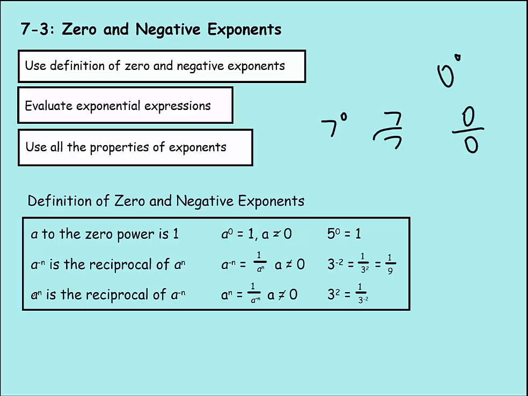This works backwards then. A to the positive power is the reciprocal of a to the negative power. So for example, a to the positive n equals 1 over a to the negative n power, as long as a doesn't equal 0. So 3 to the second power is the same as 1 over 3 to the negative second. So we see that this works backwards from this. So let's put this knowledge to use here.